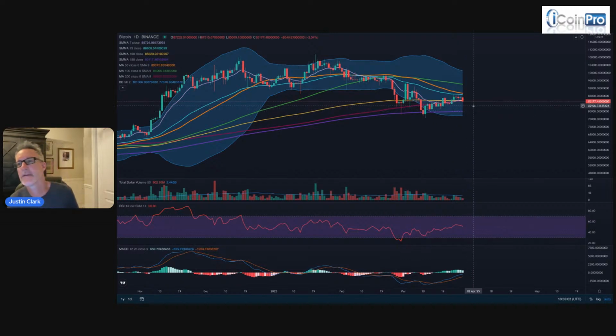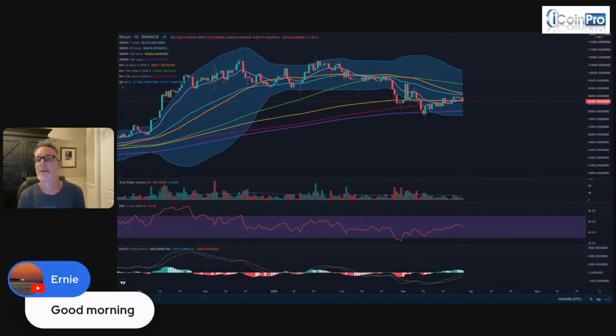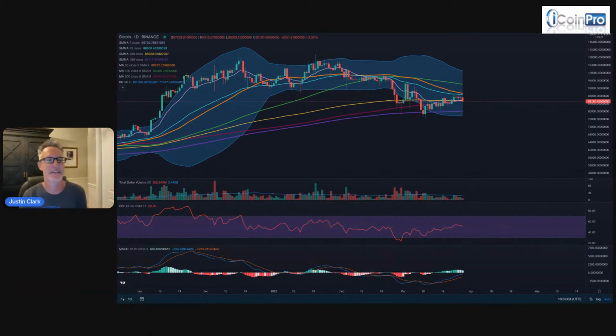The key levels that we really need to watch, curious who's on early. Welcome, Ernie. Good to have you here. The key levels that we need to watch right now: we definitely need to stay above 85,000 for sure. We're trying to do that right now. On the upside, we need to reclaim 90,000 and start trading above that. And then below that, we've got 80,000 as the last line of defense.